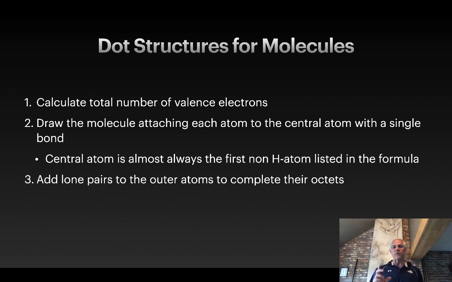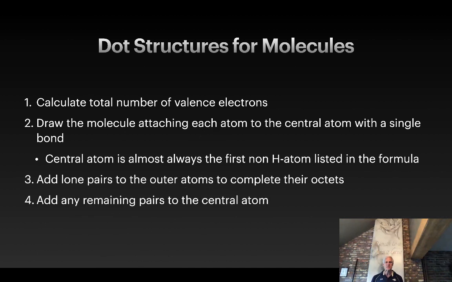So the first octets that we're going to fill are the outer atoms. So you have the inner atom, the one in the center, and then you have all of the outer atoms. So we're going to add lone pairs to the outer atoms first, and we're going to complete their octets. Now, it's very important. We're going to complete their octets. We don't worry about how many valence electrons the lone atom has, okay? Because lone atoms have a certain number of electrons around them, but when they form a compound, they do so to fill their octets. So we're going to add lone pairs to those outer atoms to complete their octets.